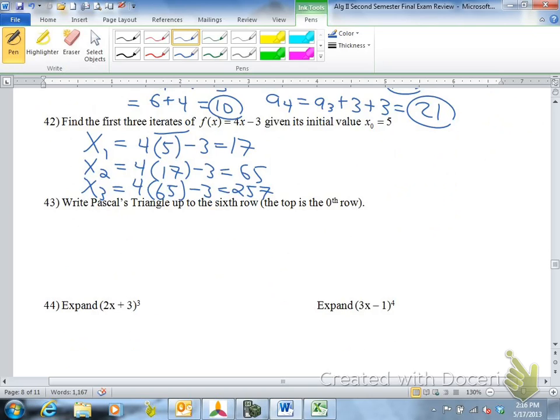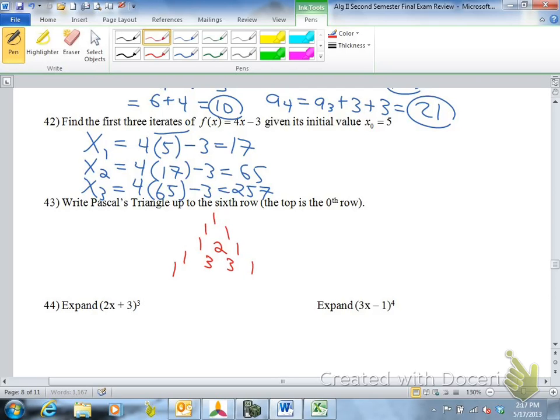Pascal's triangle looks like this. We got a 1, a 1, 1, a 1, 2, 1. If the student misses anything, it's in the first 3 rows. They either forget the double 1s or they forget the 1, 2, 1 for some reason. So there's Pascal's triangle to the 6th row.